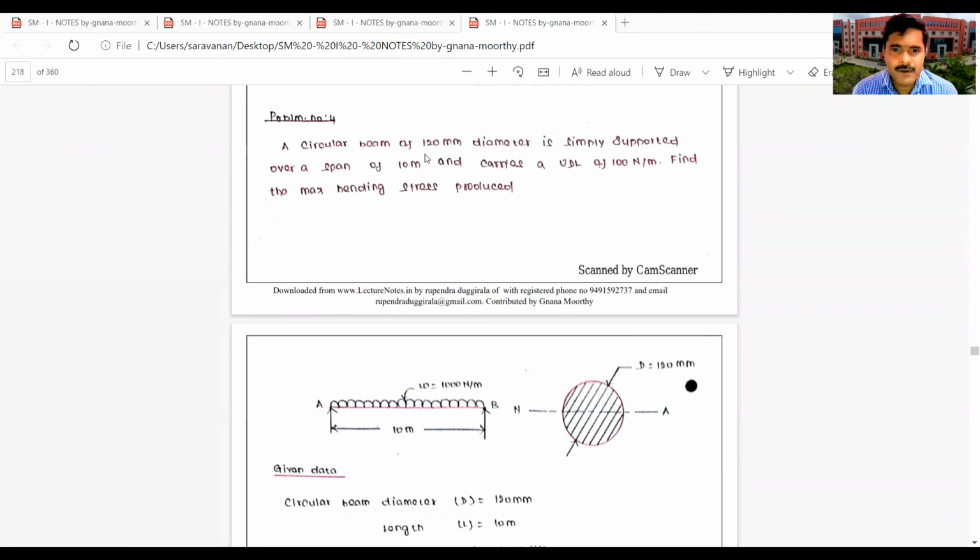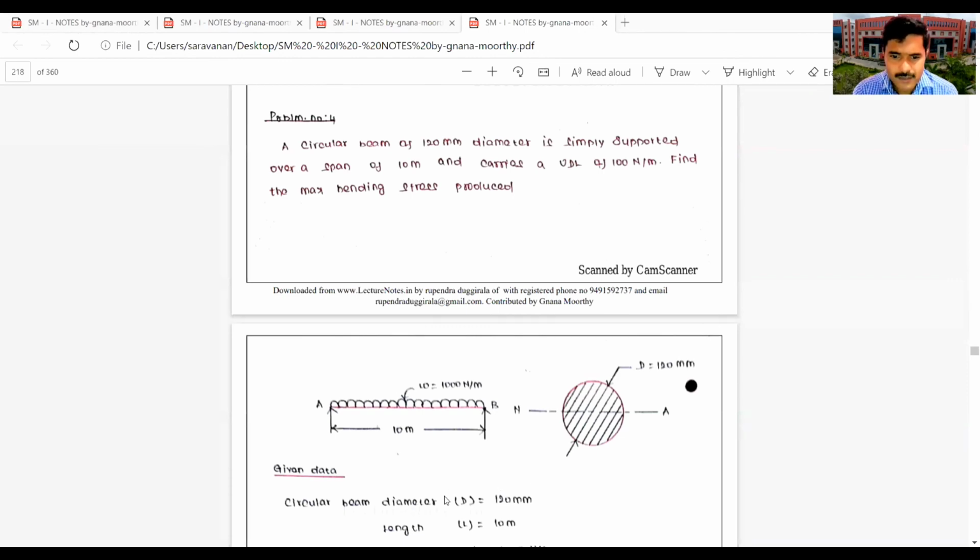A circular beam of 120 mm diameter is simply supported over a span of 10 meter and carries a uniformly distributed load of 1000 Newton per meter. Find the maximum bending stress produced. So they are asking the maximum bending stress. So here, simply supported beam 10 meter length subjected to uniformly distributed load W 1000 Newton per meter, and the cross section of the beam is circular. The diameter of the beam is 120 mm given in the problem.